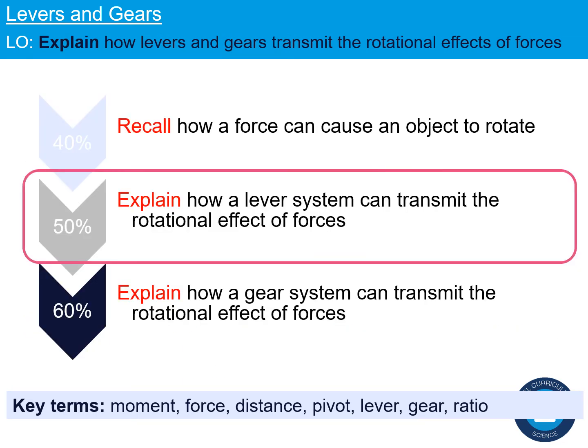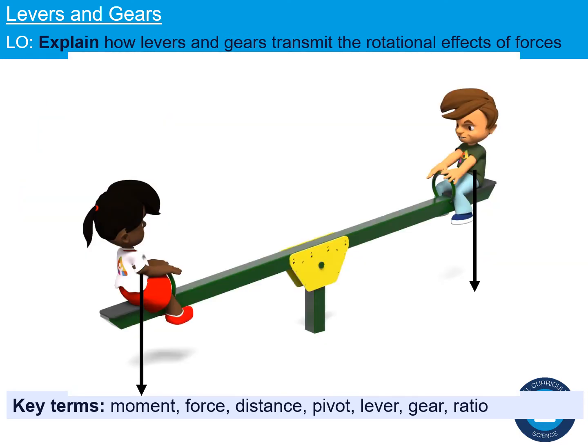We have now recapped how a force can cause an object to rotate. So we are now going to look at lever systems and see how they can transmit the rotational effect of forces. We know that the moment is the turning effect of a force, and levers are an example of how we can apply moments to do something useful.